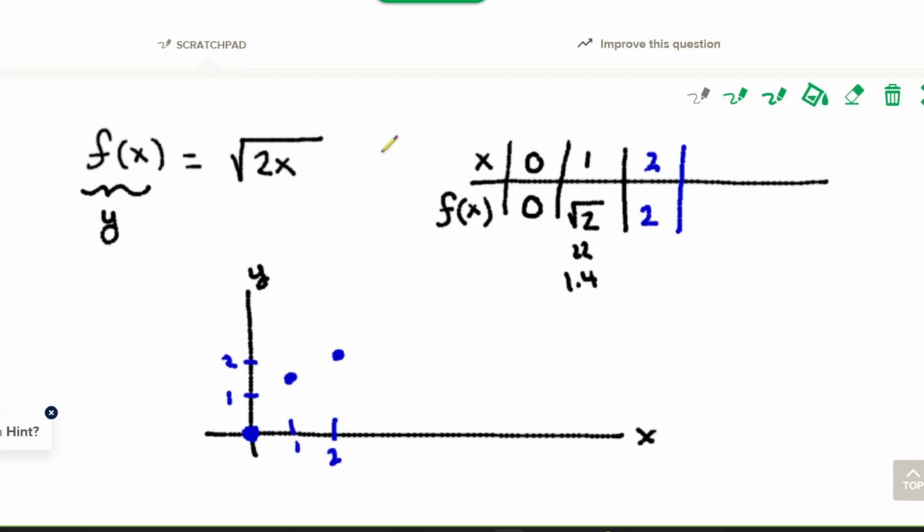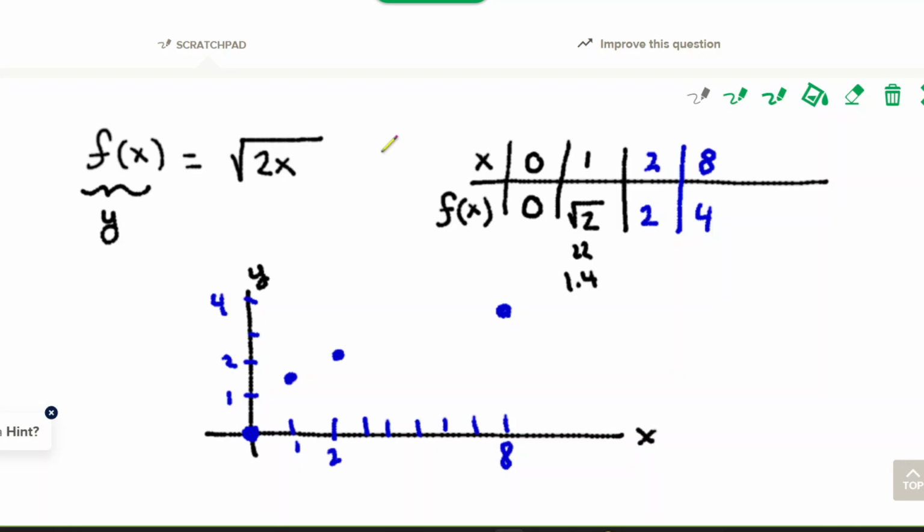What I'm going to do now is plug in numbers that'll give me some nice square roots, numbers that'll give me square roots of perfect squares. So 2 is fine. 8 would be good. If I plugged in 8, you'd have the square root of 2 times 8, the square root of 16, which is 4. So 3, 4, 5, 6, 7, 8. If I plugged in 8, I get an output of 4. So here's 8, 4.